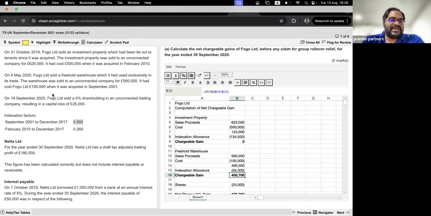Great. Finally, we come to shares. For shares, can we consider the indexation allowance? Can we consider the indexation? I would say we don't know, because the acquisition date and so on are not given. So we can't come to a conclusion.